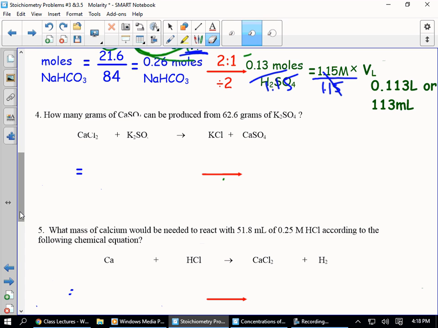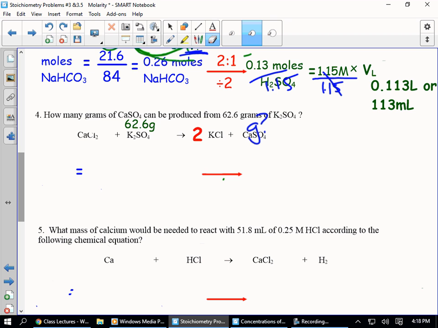All right, so number 4 needs to be balanced with a good old 2 right there, and then we're good. And the question says, how many grams of CaSO4, that's this one, can be produced from 62.6 grams of K2SO4?